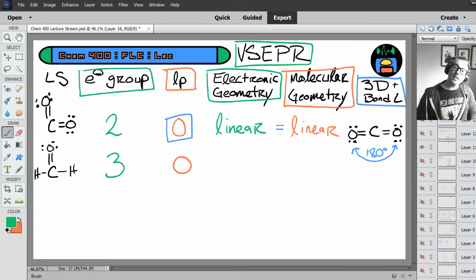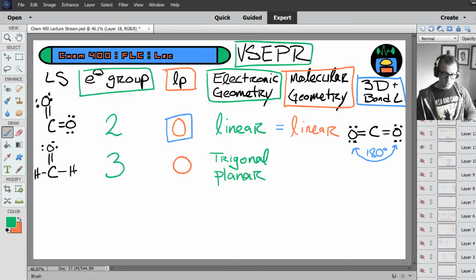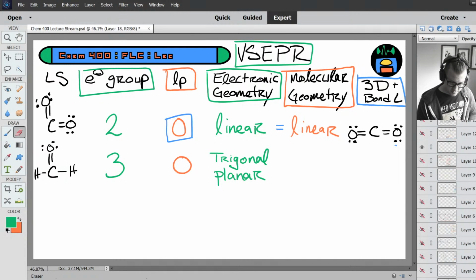Whenever you have 3 electron groups around your central atom, your electronic geometry is trigonal planar. All right? It's trigonal planar, and it's called this because I actually want to bump this bond angle up here.